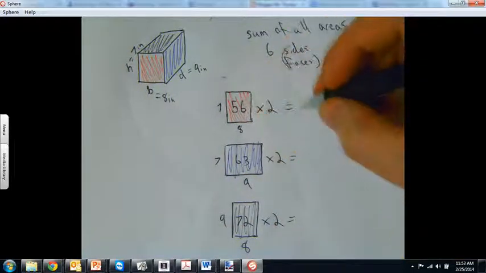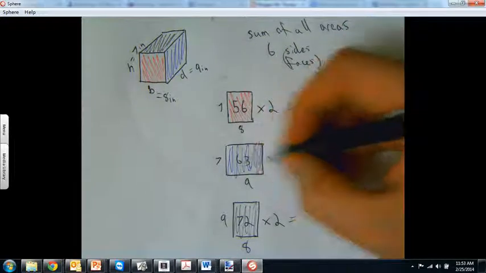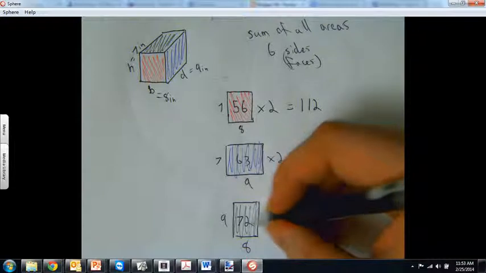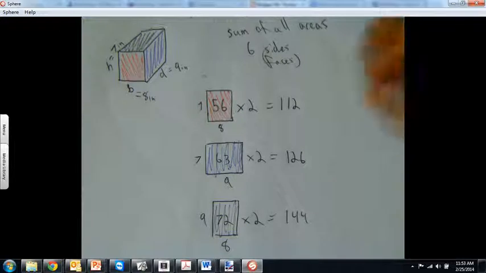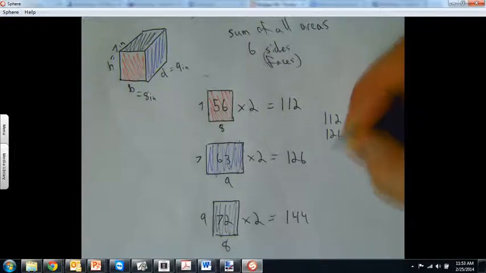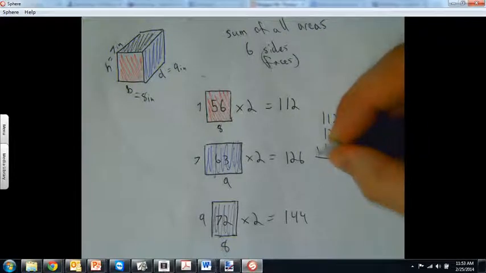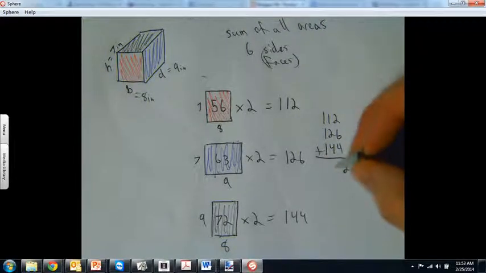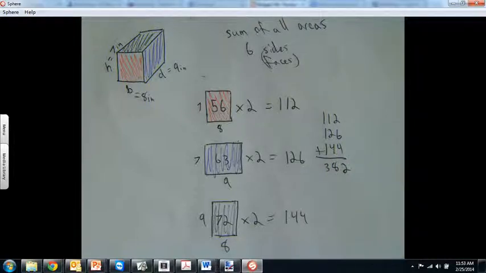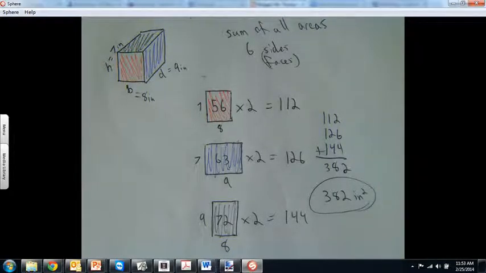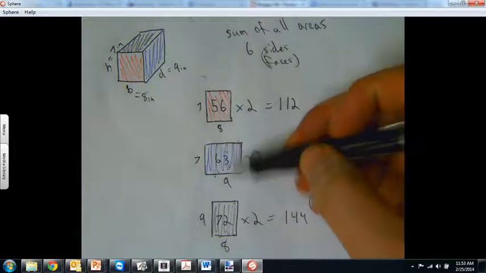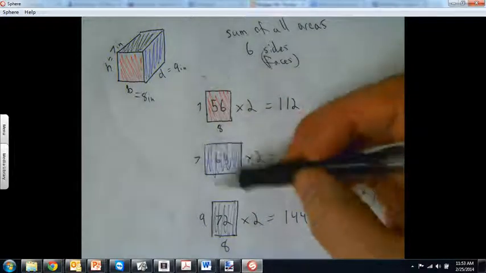56 times 2 is 112. 63 times 2 is 126. 72 times 2 is 144. Now it's the sum of all the areas, so I take 112, 126, 144. I add them all up, and I get 382. Now, surface area is always your unit squared. Now, that's the long way, but that's the way it works. You figure out all your individual areas, figure out what measurements go with them, and add them all up.